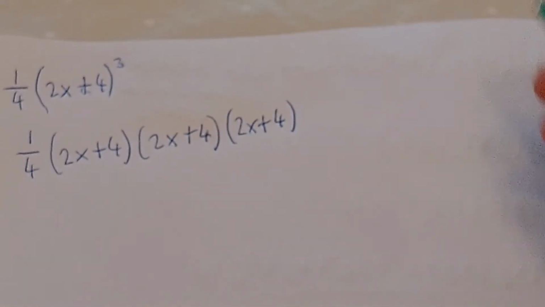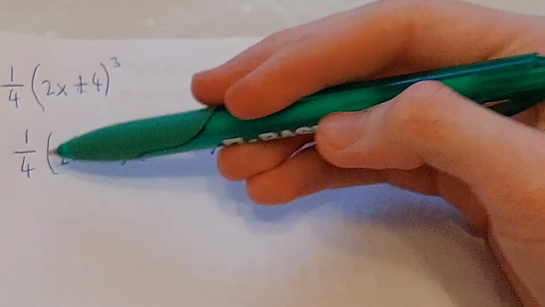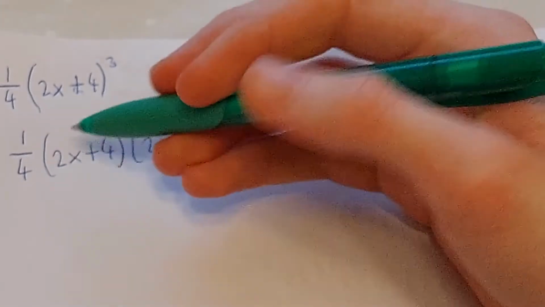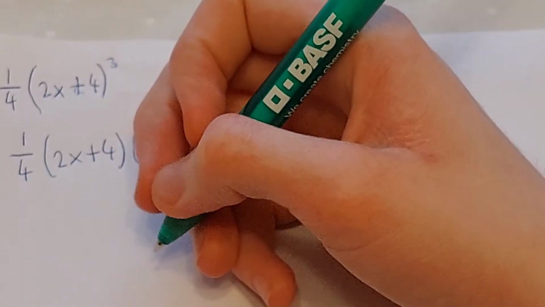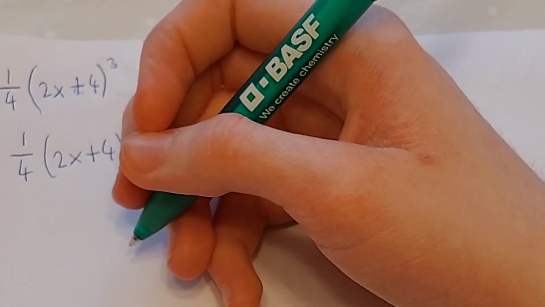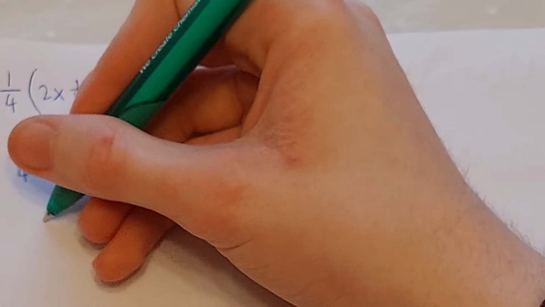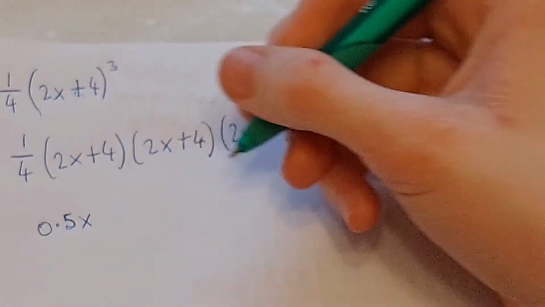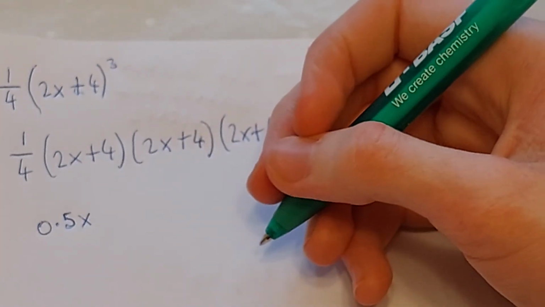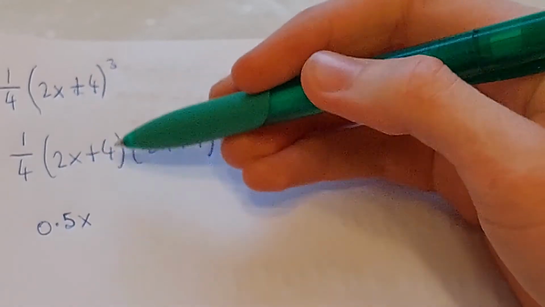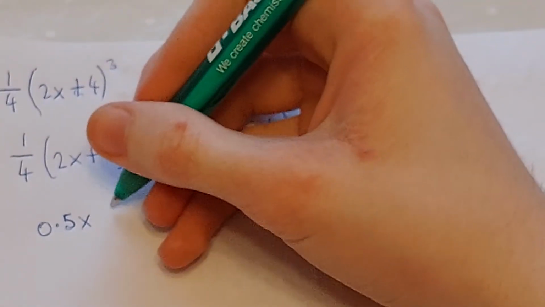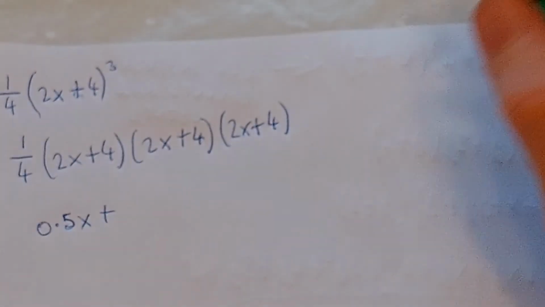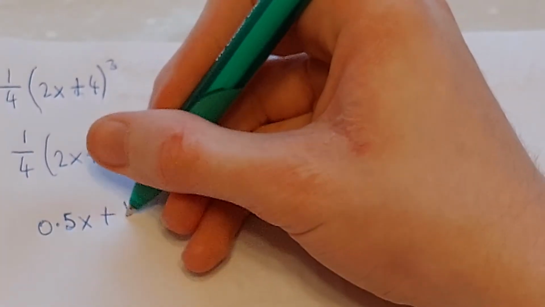Now it's a triple bracket, but first, like in the last question, we need to expand this bracket. So 1/4 times 2x, 1/4 would be the same as dividing 2 by 4. 2 divided by 4, or 1/4 of 2, would be half of x, because we've got an x there. So let's just write 0.5x. Next up, we've got 1/4 times 4, which would just be 1, as 4 divided by 4 is 1, or 1/4 of 4 is 1.